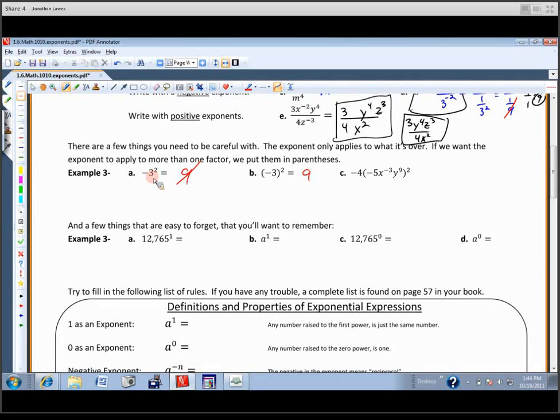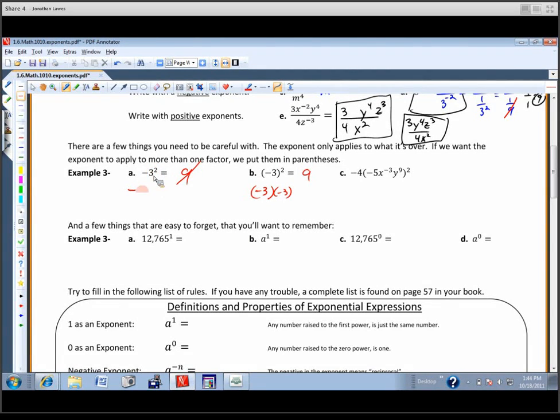And here's the difference between the way these are written. An exponent applies only to what it's over. So this 2 only applies to the 3. If we want it to be applied to the negative, we need to put that in parentheses. So this literally means negative 3 times a negative 3. We use the base twice as a factor.